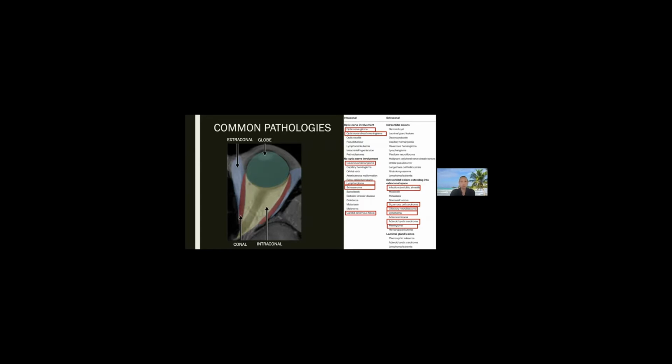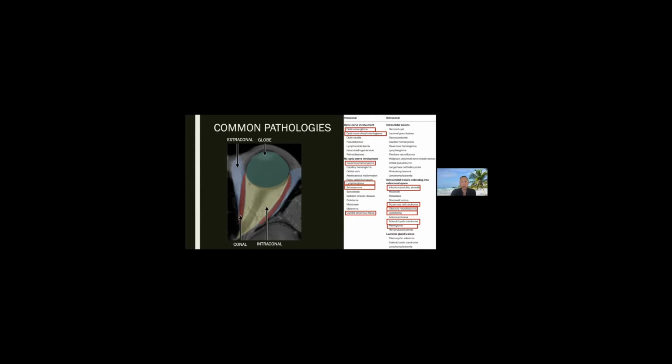So typically we see extraconal disease. And what that term actually means is that the disease is outside the cone of the muscle. The extraocular muscles make a cone, and inside of the muscles is considered intraconal disease and outside is extraconal.